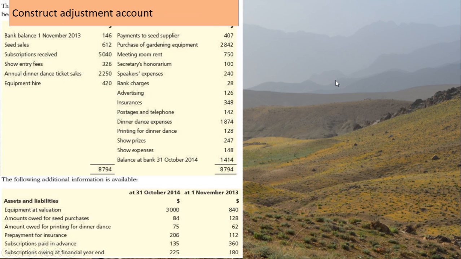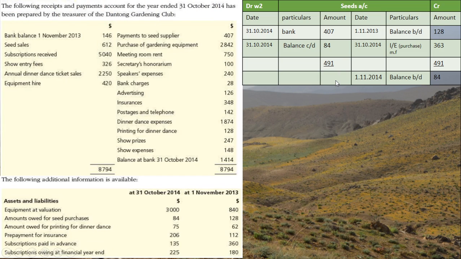So now we make the next ledger. That's your second ledger. The second ledger is amount owed for seed purchase. So let's say amount owed for seed purchase, you write seed account, and then owed means payable, so it's a liability. 128 comes in your credit side. So obviously 84 will come in the closing balance, in the debit side. You have CD, that becomes your BD, you have your total, so you don't have to worry with that.